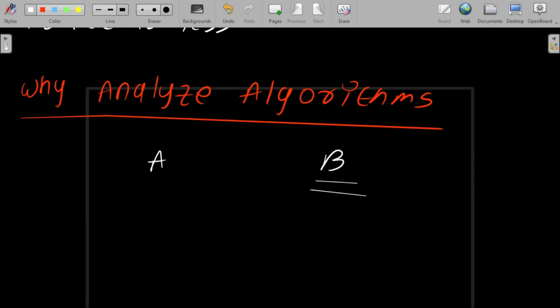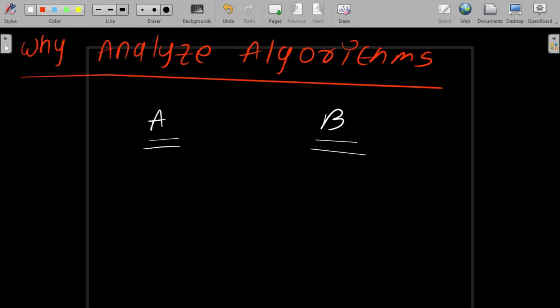So both find the book. Student A will find the book and student B also finds the book. But student B is much faster. So similarly, different algorithms solve the same problem with different efficiency. So analysis helps us to choose the best algorithm.